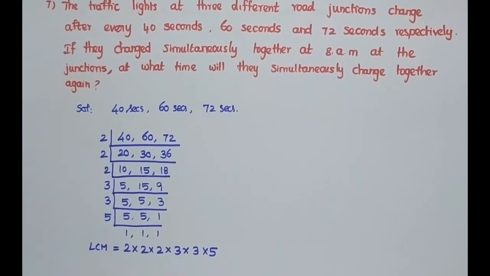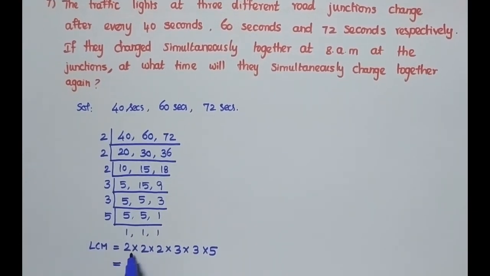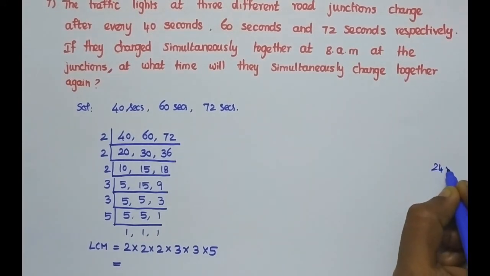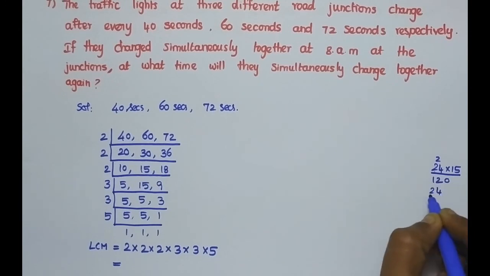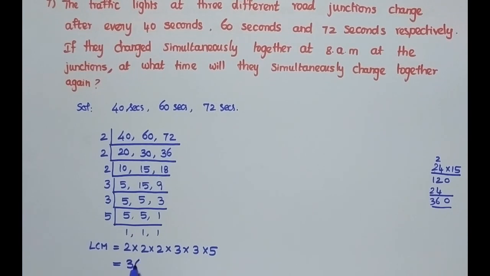What's the LCM here? 2 2s are 4, 4 2s are 8, 8 3s are 24, 24 into 15. 5 4s are 20, carry over 2, 2 5s are 10, plus 2, 12, 24 into 1, 24. So 360. 360 seconds.